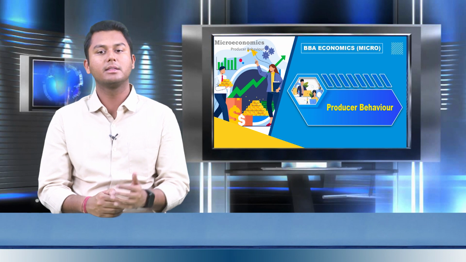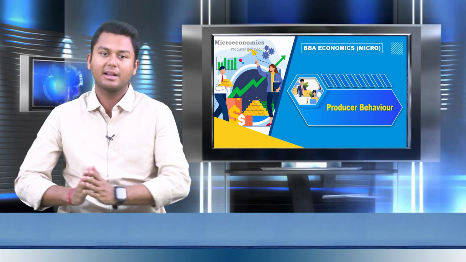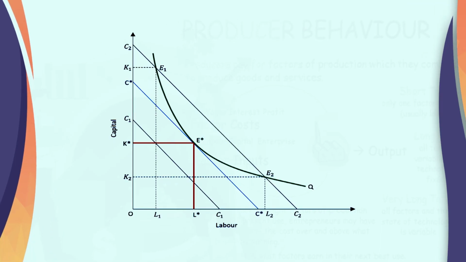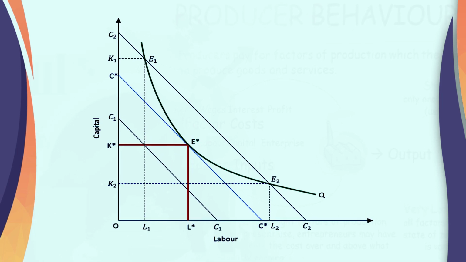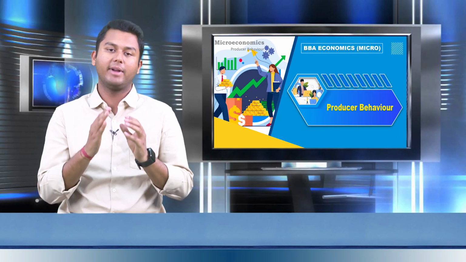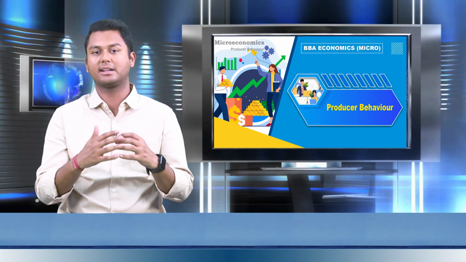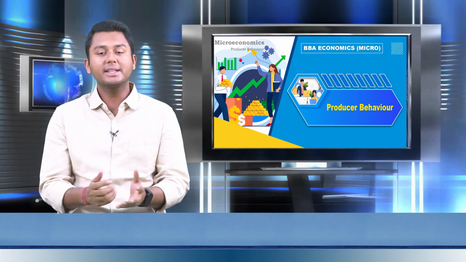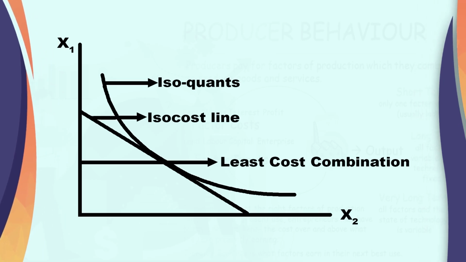This happens when the firm selects the optimal combination of inputs, let's say capital and labor, based on the isoquant and the budget, that is the isocost line. The equilibrium occurs at the point of tangency between an isoquant and isocost line. Tangency is when a curve touches a straight line, not just intersecting but touching on the outside. This is where the firm's cost is minimized for a given level of production. This point is known as the least cost combination of inputs.